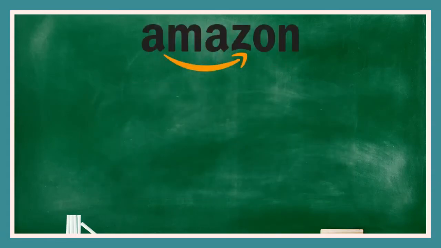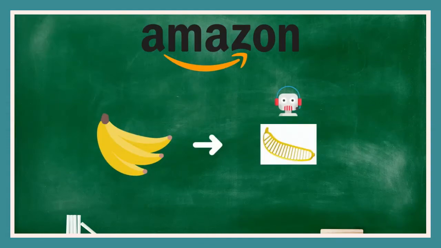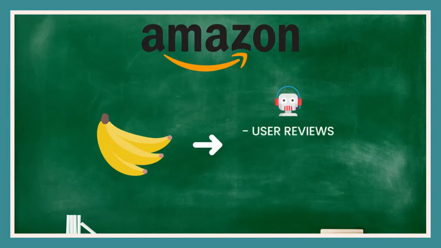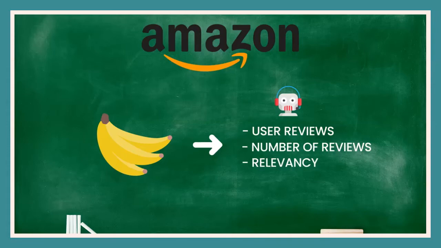So let's say I place an order through Amazon Prime for bananas. Now I'm being shown a banana slicer in the recommendations to me. This banana slicer has over 5,000 reviews and a 5-star rating. User ratings, number of reviews, and relevancy can play a factor in terms of what is being recommended to me.